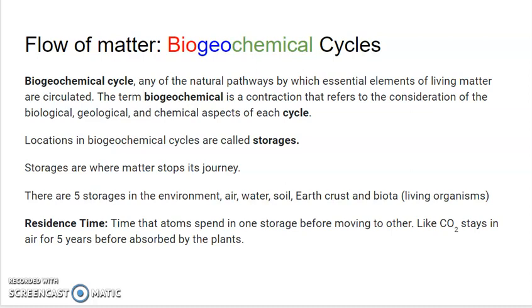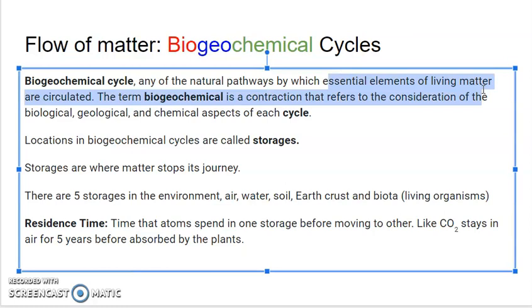because this carbon is cycled from one storage to another. So a biogeochemical cycle is a natural pathway by which essential elements of living matter are circulated. The biogeochemical cycle has the parts in its name. It has a biological, a geological, and a chemical aspect. So it has all 3 aspects.